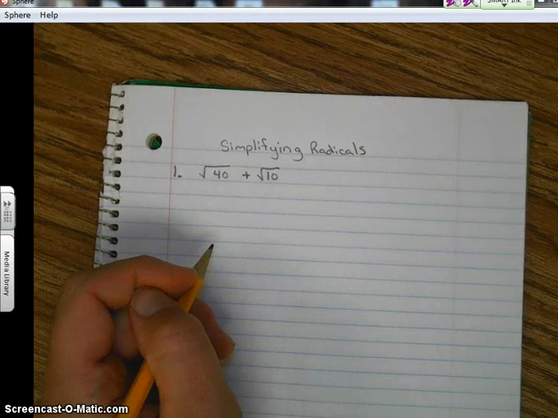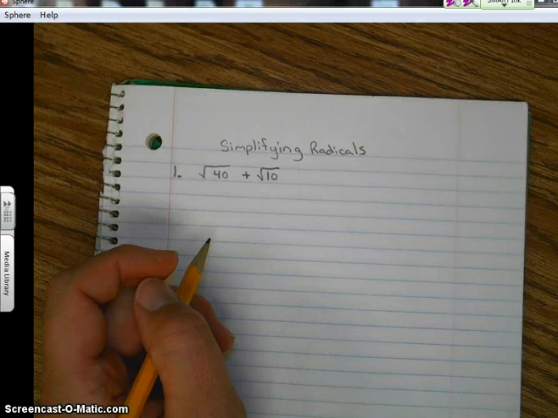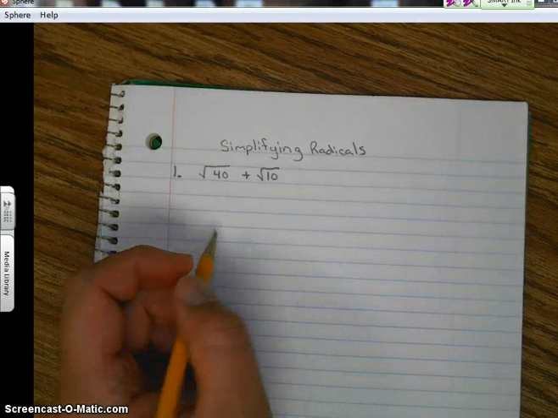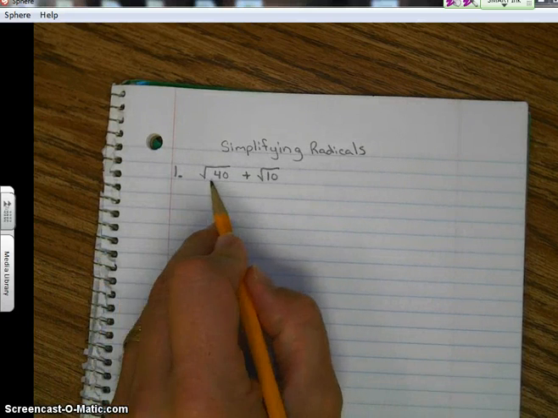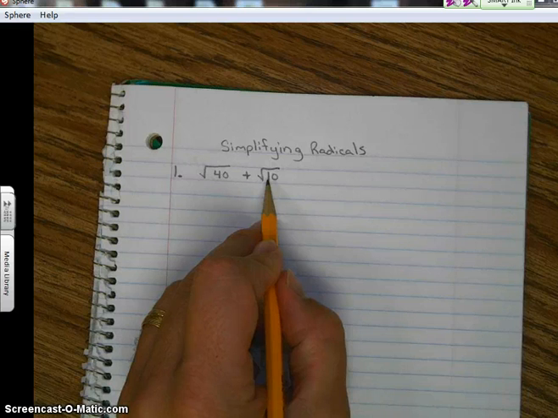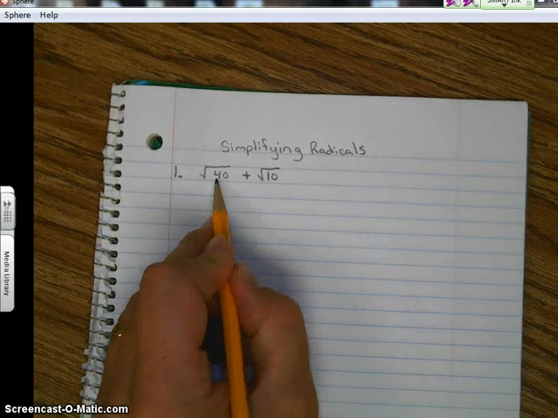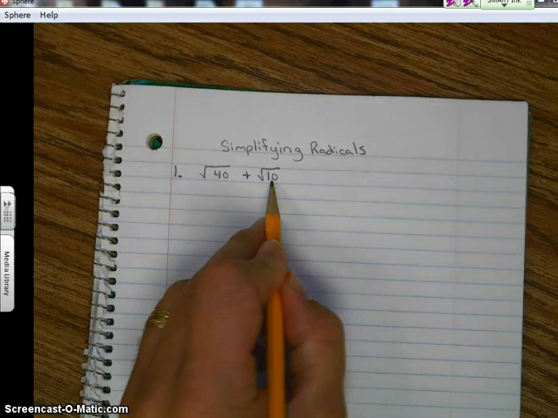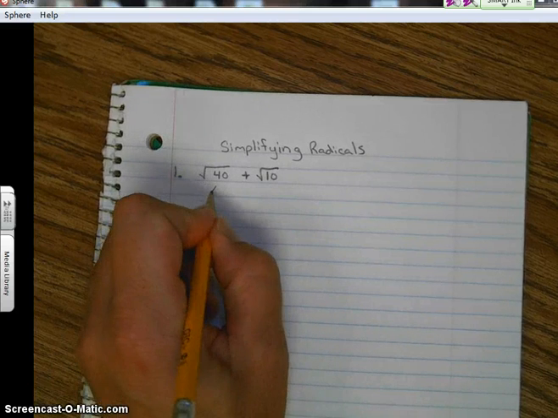Hey guys, we're going to look at some more simplifying of radicals. So let's start off by looking at these two radicals. We're going to try to add them together. The way they look right now, we cannot add them together because the radicals are different. So what we can do is try to simplify each one first.